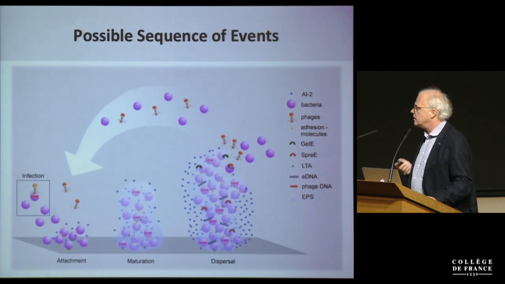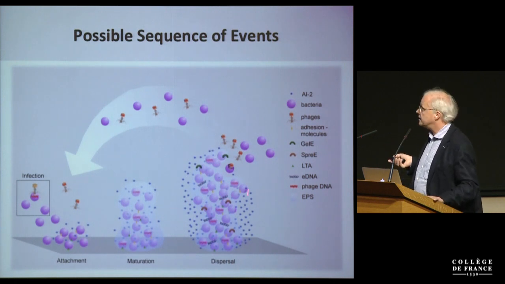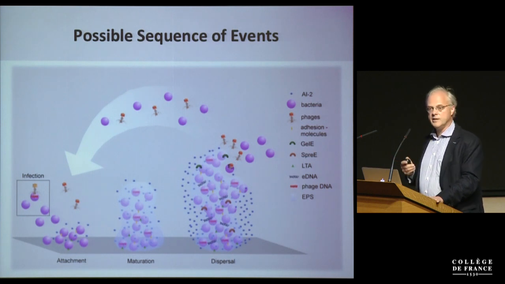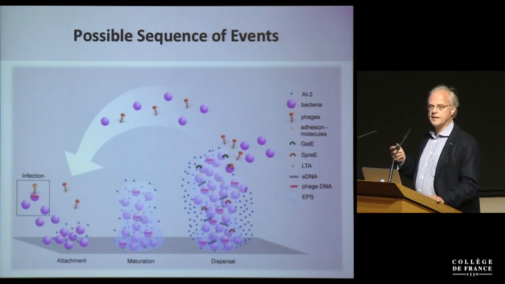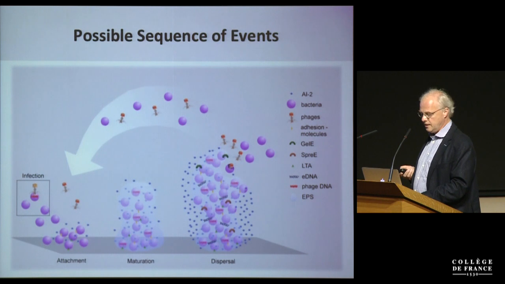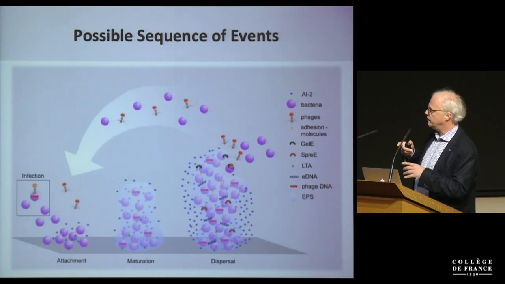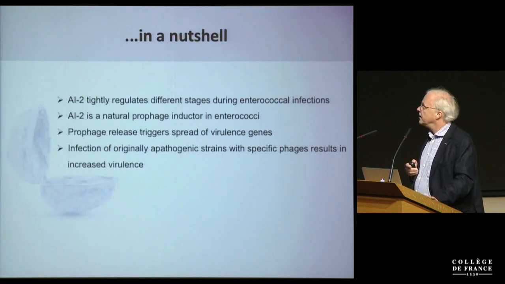Which also makes a lot of sense to me, because at this stage where you have many bacteria around, it's much more likely that the phage infects another bacterium than when the bacteria are more dispersed.